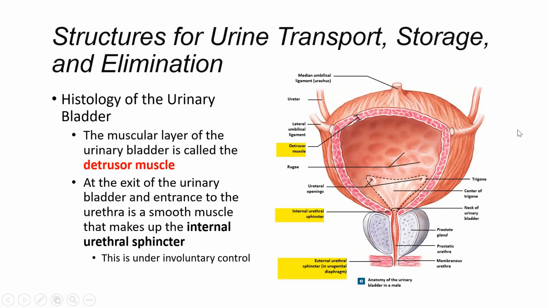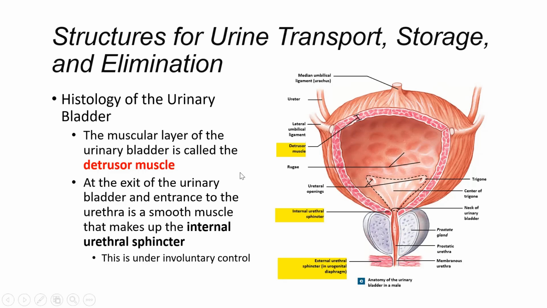Okay, now looking at the histology, the bladder is formed mainly by the detrusor muscle. So the large muscular layer of the bladder is called the detrusor muscle. And while it's not listed here, we still have those two other layers that I talked about. There's the inner mucosal layer and then that outer adventitia. But the main change here is that the detrusor muscle is a large, bulky smooth muscle that forms most of the bladder wall. Okay.